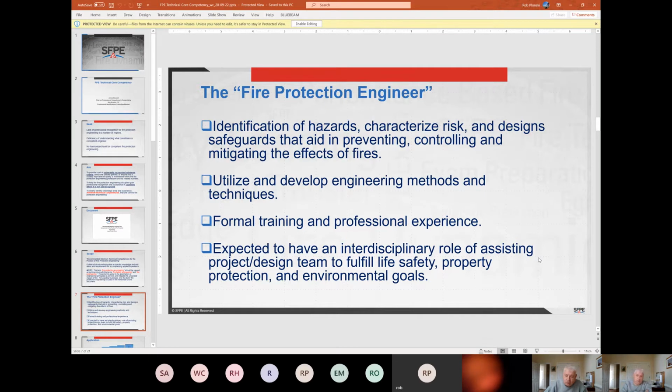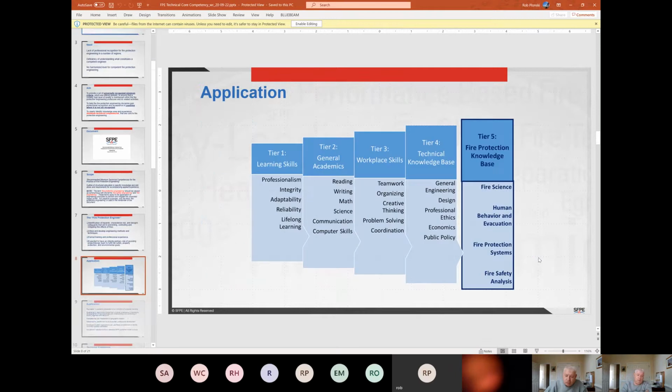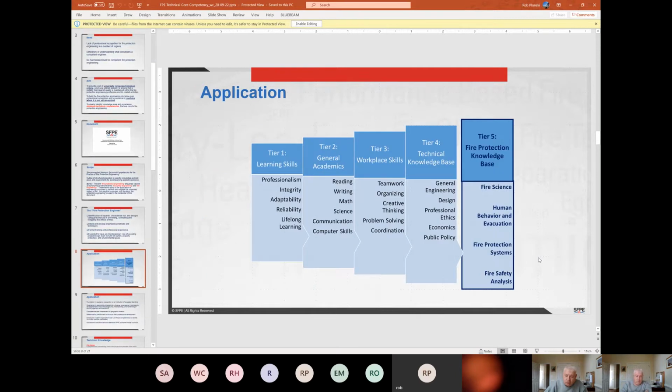So where does this particular document apply? It applies in the U.S., but done so as a cluster of activities, a cluster of related knowledge, skills, abilities that affects a major part of one's job or your role and responsibility. What you see here in this slide, on slide 8, it provides the various different tiers. This also assumes the educational activities performed under university studies at that tier 1 level. Your learning, your professionalism, integrity, adaptability, reliability, and lifelong learning. In the tier 2, the general academics, reading, writing, math, science, communication, computer skills, and as such.